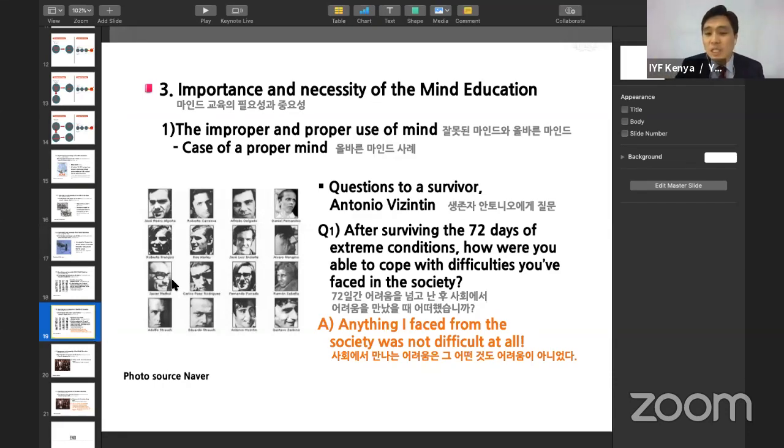Now, the difficulties that they had gone through in the Andes mountain for 72 days was such an extreme difficulty and suffering. So after going through those kinds of difficulties, when they returned to the society, they realized there are no difficulties and no sufferings in the society. Why? Because the suffering that they went through on top of the Andes mountain was so extreme that the difficulties they faced in the society were no longer difficulties. Everyone, you understand what I'm talking about, right?